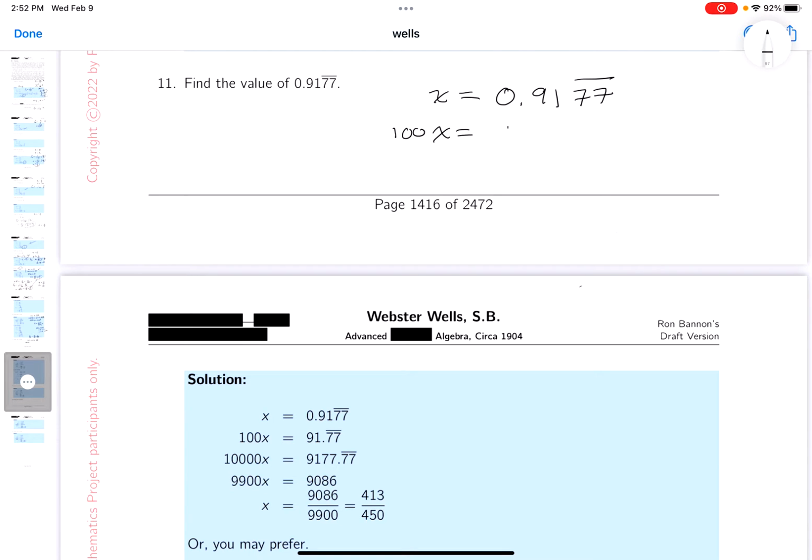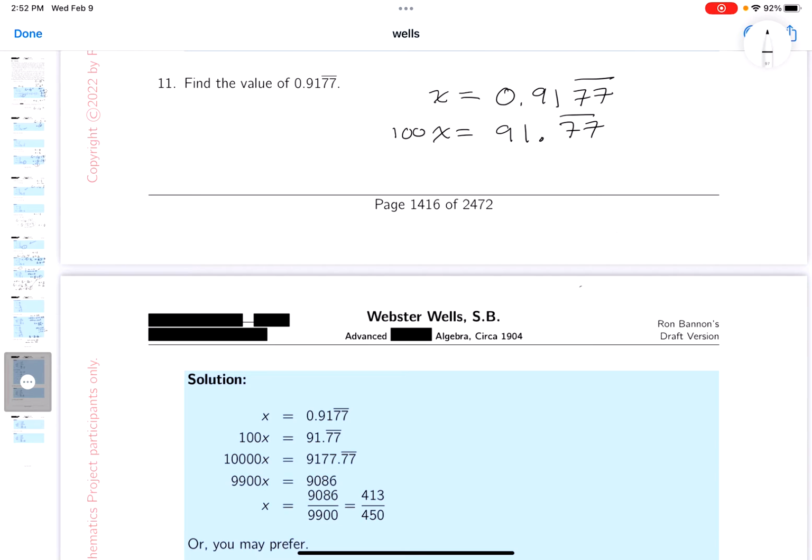The first thing I would do is multiply by 100. And what do I get? I get 91.77, and now after the decimal point, I'm seeing the pattern, and that's the pattern over there. Then I've got to move it two places or one place, depending how you look at it. Someone says, why do you say two places or one place? It really doesn't matter because the pattern is a repeating 7.